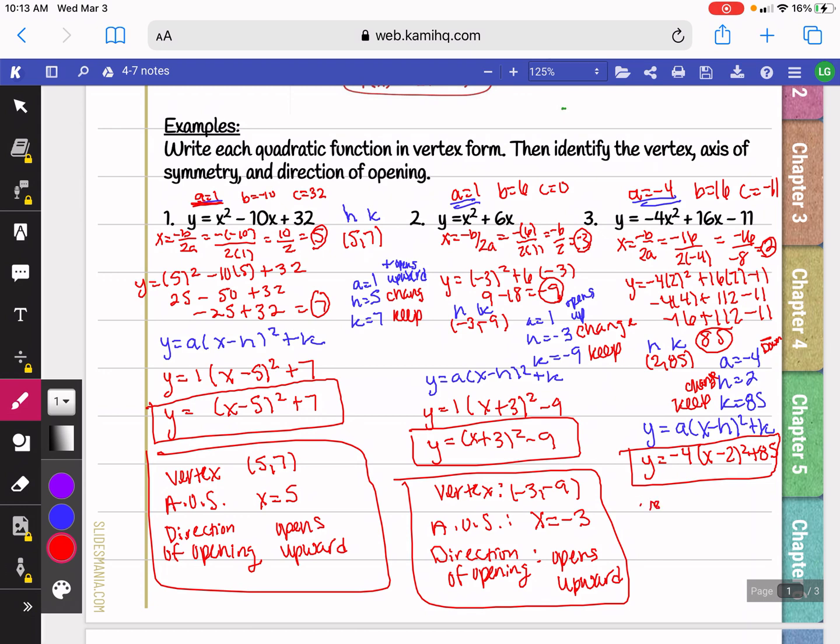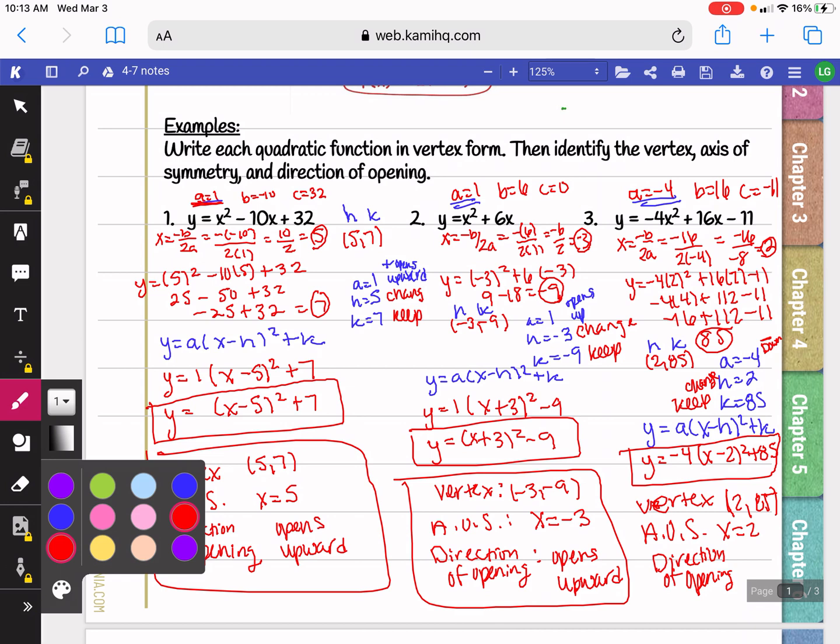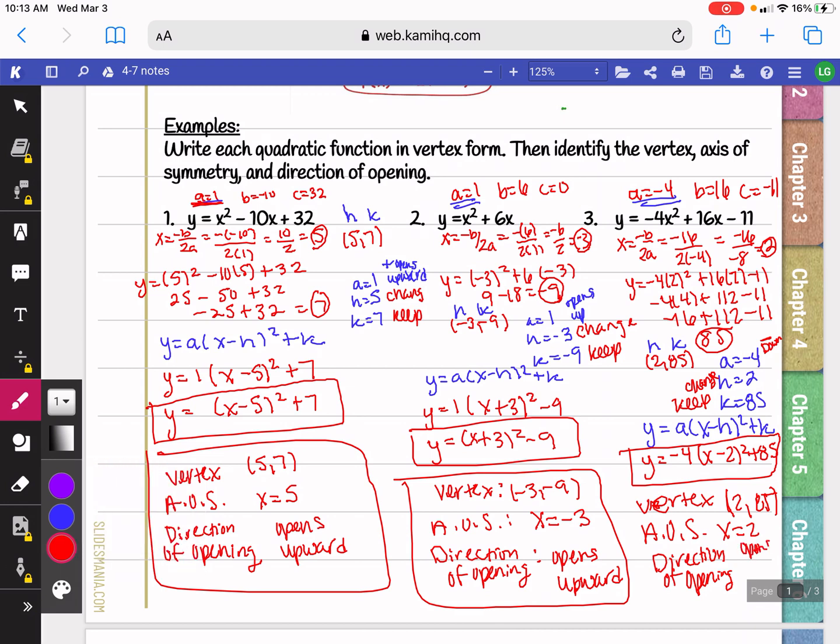Our vertex, we had already said, was at (2, 85). So our axis of symmetry is going to be at x equals 2. And our direction of opening for this one is going to be downward because the a was a -4. So that number in front of x squared, again, always shows you how it's going to open based on the sign.